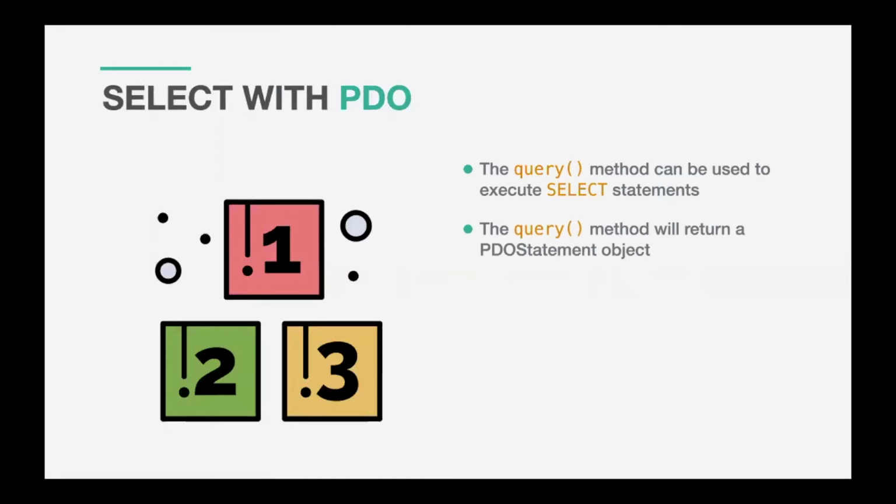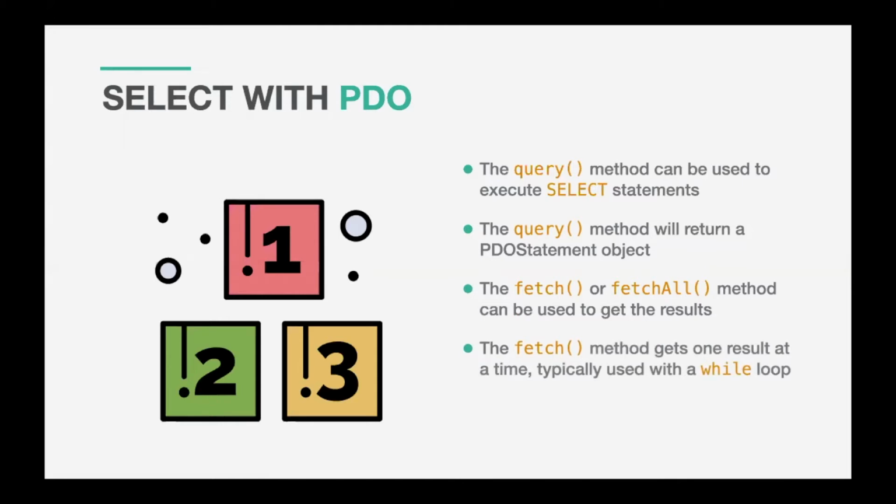The query method will actually return what is called a PDO statement object. So when we run a query and pass it an SQL query, it will run that with the database, but it doesn't return the results right away. It returns this object. We will need to use another set of methods, either fetch or fetchAll, the most common ones. There are others, but fetch and fetchAll will actually get us our results.